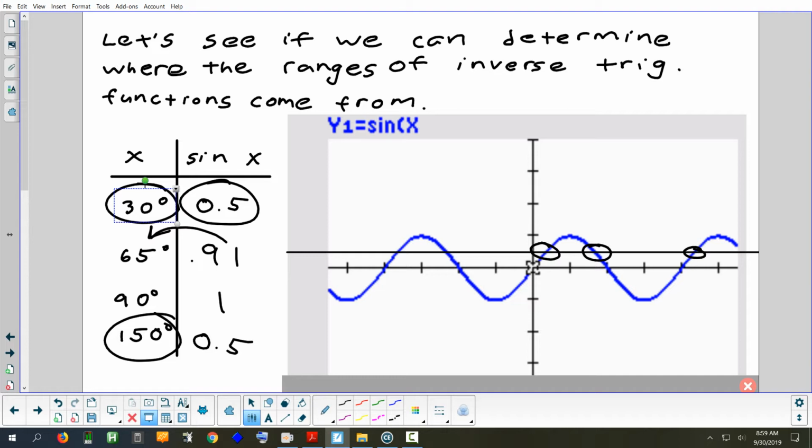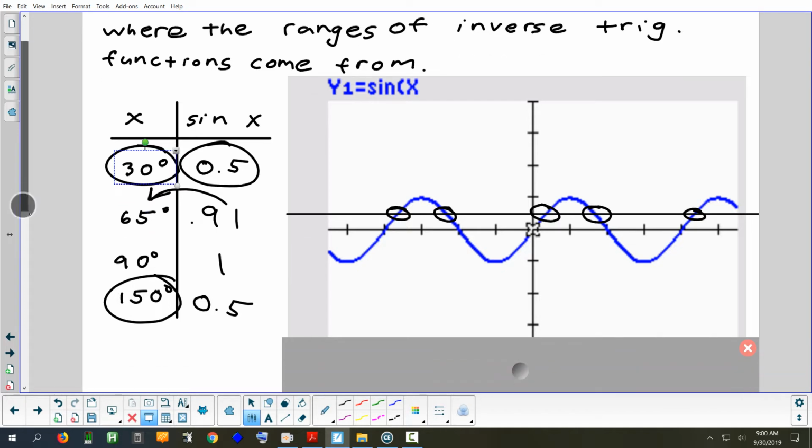Okay. If I drew this horizontal line forever, positive and negative, it's just going to keep crossing a bunch of places at 0.5, right? And that's the problem. We get tons of answers where it hits 0.5. We all have to agree on one, okay? And that's basically what we're going to do.